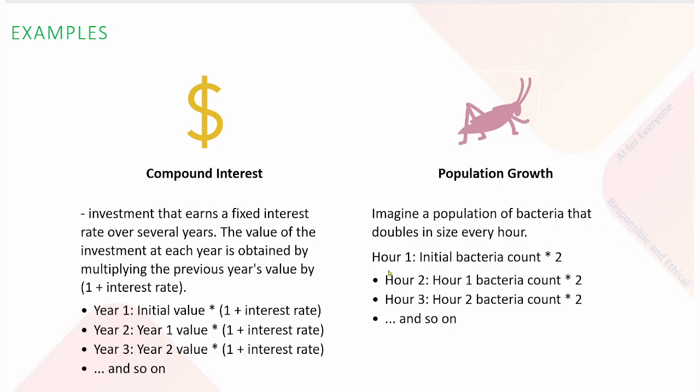Let's say bacterial growth: hour one is maybe this method, just a formula here, and hour two is dependent on hour one, hour three is dependent on hour two, and so on and so forth. So it's doubling in size every hour, so that's exponential growth. In this case also, when we take arithmetic mean, that would be a wrong projection.